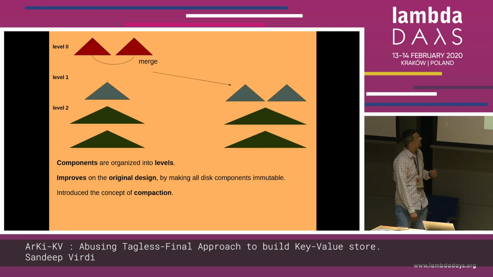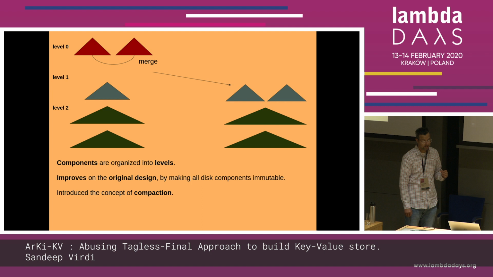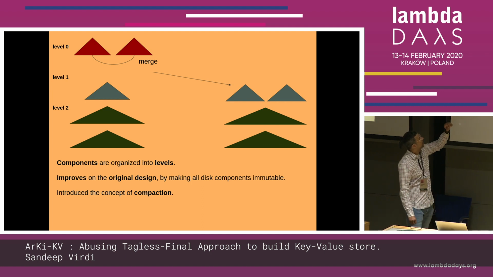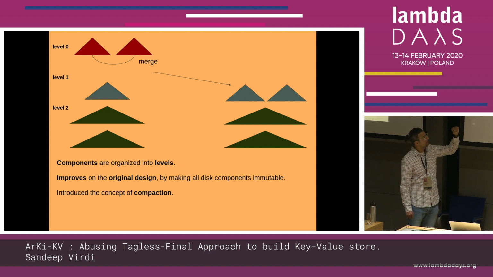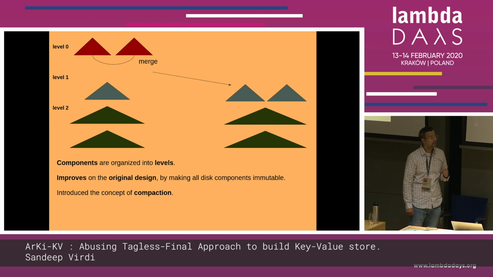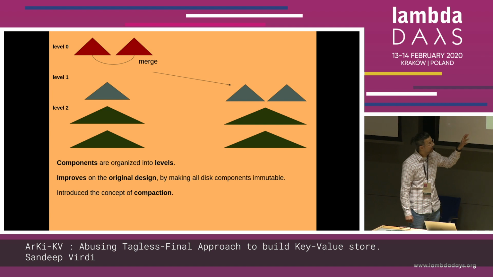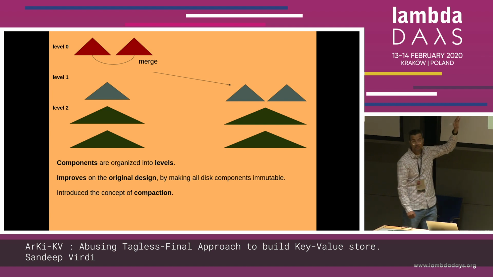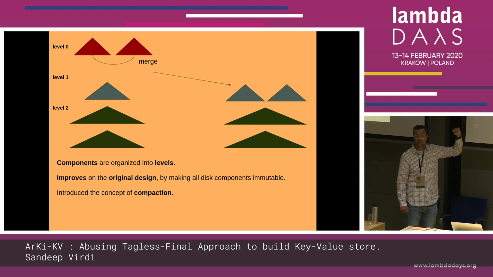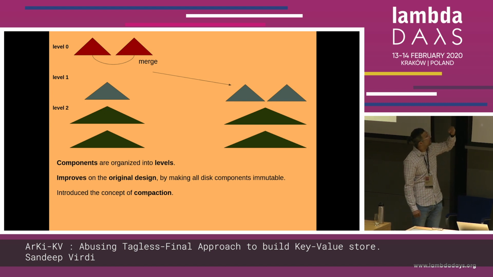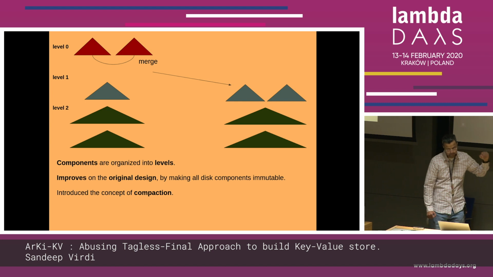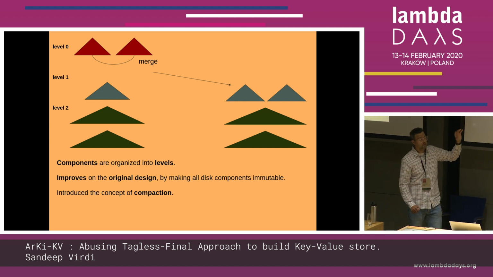So this is the current design of LSM trees. It introduced the concepts of levels and components. Each level, L, has T components. It improved on the original design by making the disk components immutable. So here, level 0 is in memory. It's usually implemented as a skip list or a B+ tree. And the disk components here are on level 1 and level 2. These disk components are usually also known as SS tables.